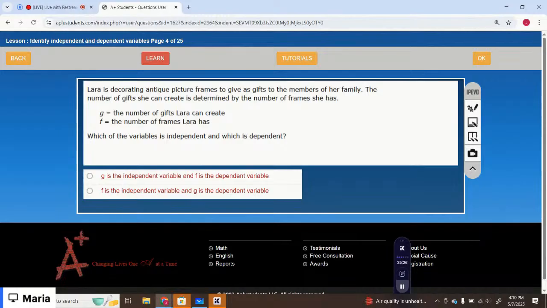So that means the gifts are dependent on the frames. F is the independent variable and G is the dependent variable. Option number two is the correct option.